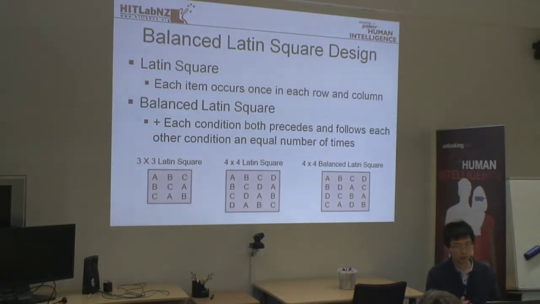But if you have a small number of conditions, which is highly likely with your thesis, there is a technique called balanced Latin square design, which is balancing this order in a certain way. This balanced Latin square is basically a matrix form of numbers or conditions. And by Latin square, we mean each item occurs once in each row and column. So for example, in this case, A appears always once in each row and each column. So each of the conditions always appears once in each row and column.